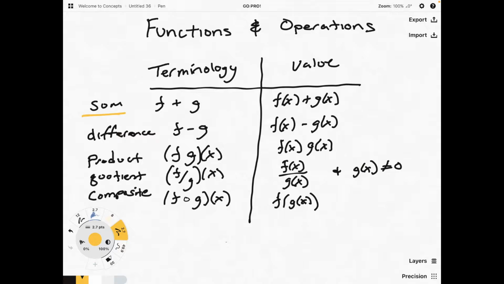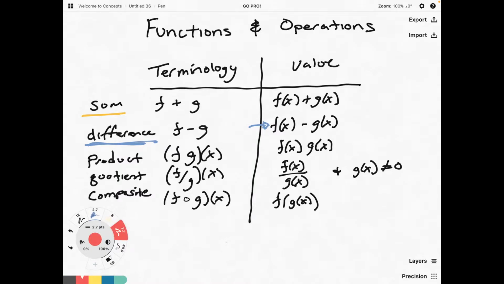And this is very, very simple. You're going to think of two separate functions, and then you're going to add them together. So if you have the function f plus the function g, that represents the function f with respect to x plus the function g with respect to x. Next, we're going to look at the difference, and very similar to the summation, the function f minus the function g is going to denote the function f of x minus the function g of x.